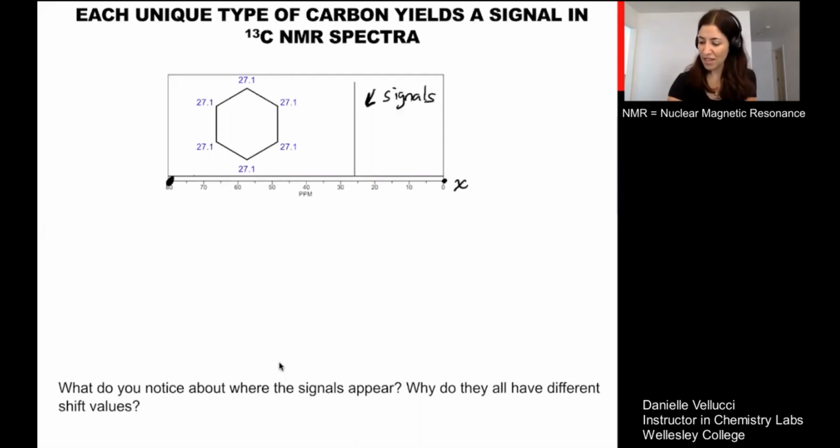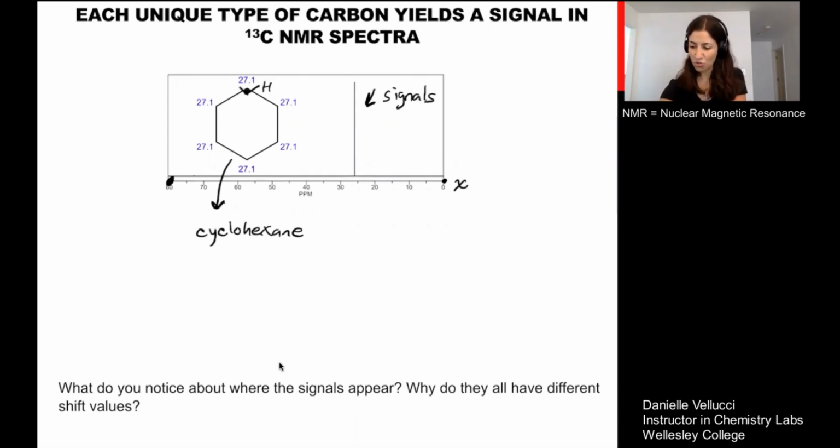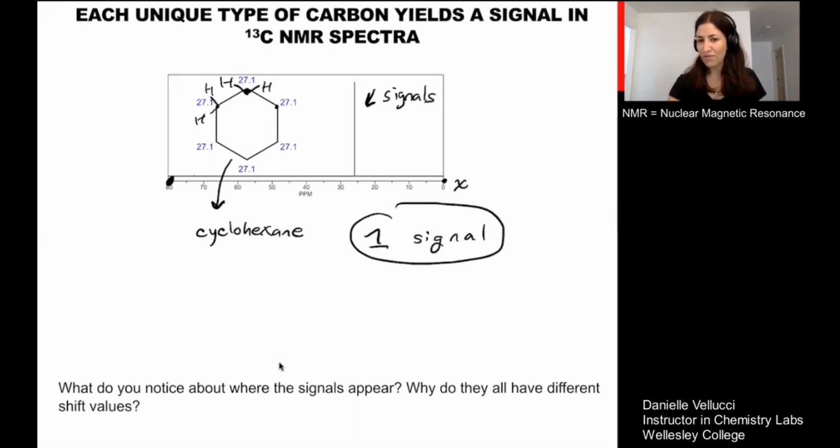For the molecule cyclohexane, again, it contains 6 carbons, but every carbon is the same. It is a CH2 connected to another CH2 on the left and another CH2 on the right. So we expect to see for this molecule one individual signal. Okay. So again, especially here in Chem 211, the most important thing we're going to look for is how many unique types of carbon. So how many signals do I have in my spectrum?